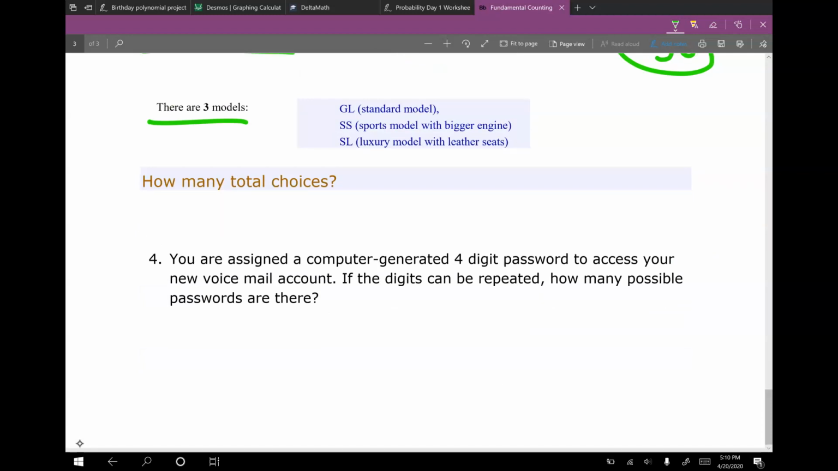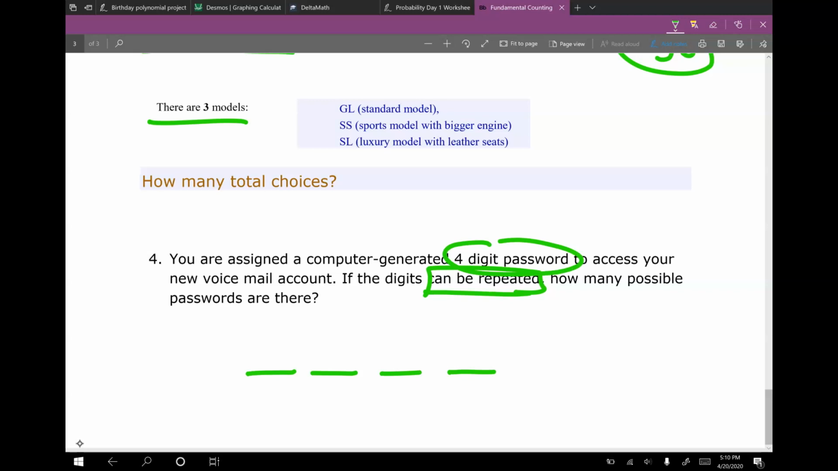So now this one, this is where it comes into the can be repeated. Anytime you see can be repeated, you have to use a fundamental counting principle. So you're assigned a computer-generated 4-digit password. So 4 digits, 1, 2, 3, 4. I like to do the blanks. It helps me out, especially when you're doing passwords and passcodes. I like to do the blanks for the amount of numbers or whatever it can be.